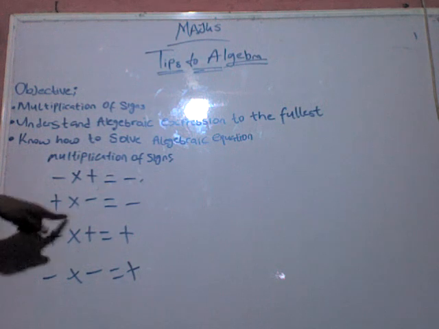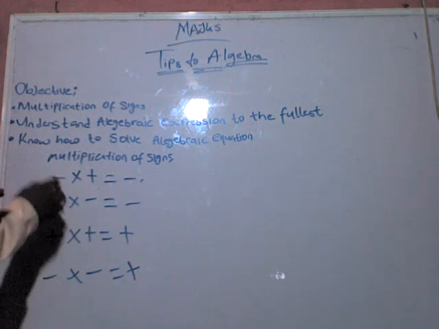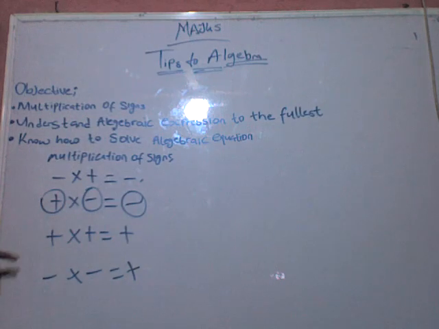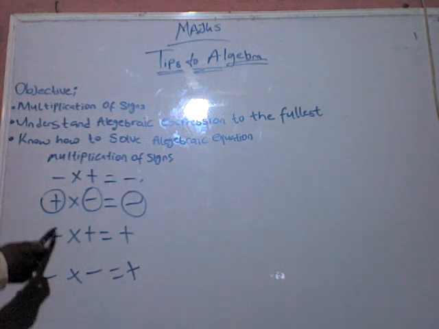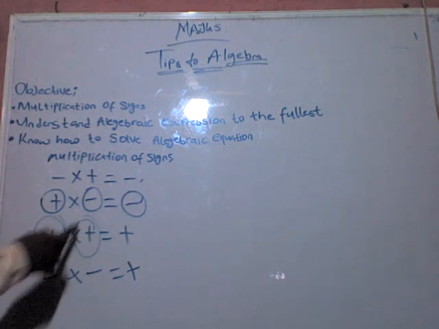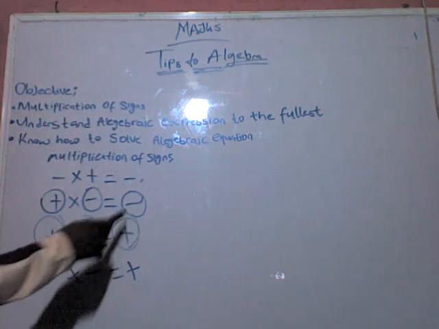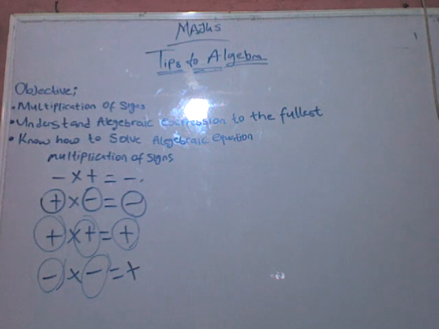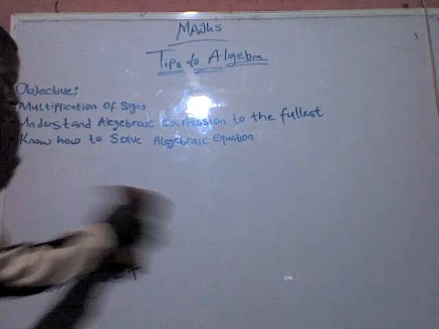Same thing goes for plus times minus. If you look at it, two different signs, and you have minus. But if you have the multiplication of the same sign, for example, positive times positive, or plus times plus, then it gives you plus. And minus times minus also gives you plus. So that is what you can use to understand the multiplication of signs. Different signs give you minus, and same signs give you plus.